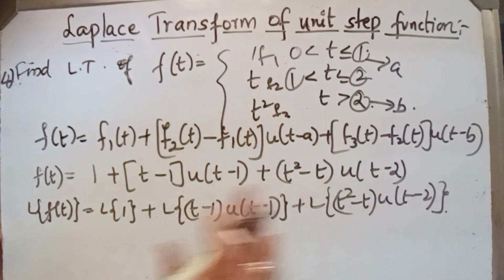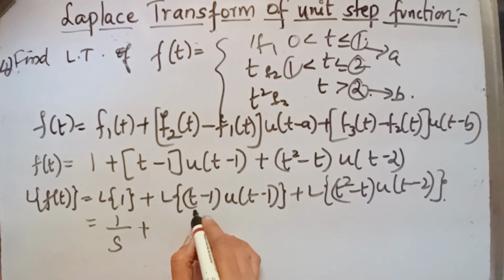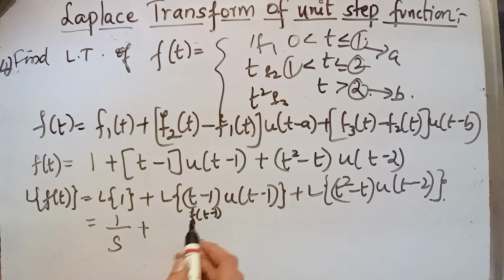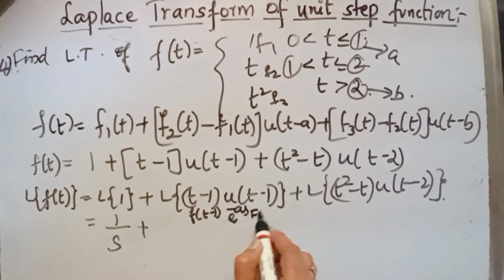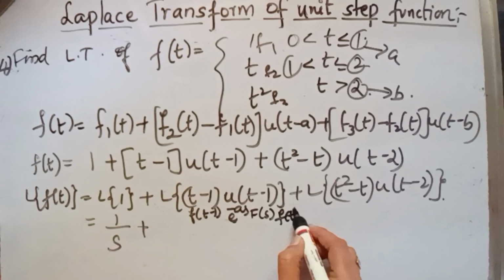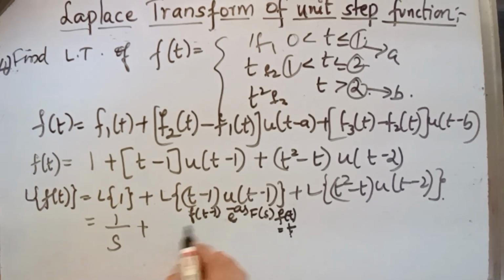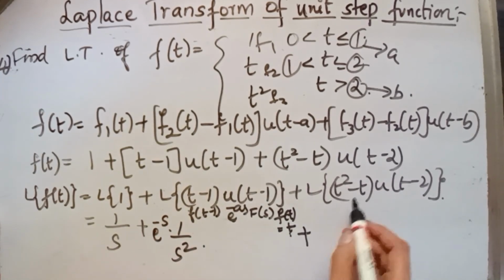You have to find it term wise now. What is the Laplace transform of 1? 1 by s, plus this: f of t minus 1 is t minus 1. What is f of t? t. Easy it is. So it is the Laplace transform of e to the power minus as into f of s. So what is f of t? Here f of t is t. What is the Laplace transform of t? 1 by s square. So here e power minus s into 1 by s square, because a is 1. So e power minus s by s square, plus the next term.